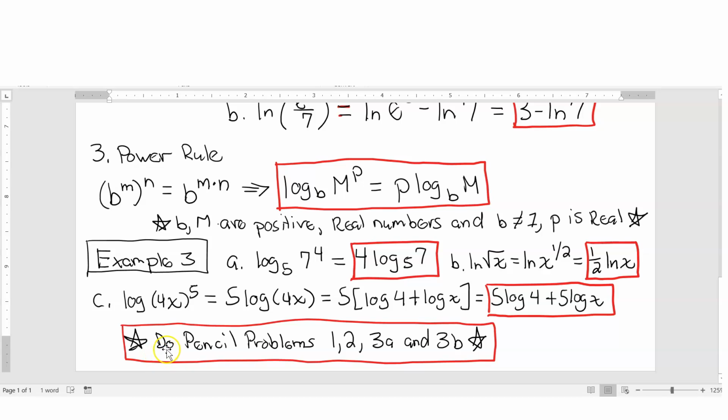Now, do pencil problems 1, 2, 3A, and 3B.